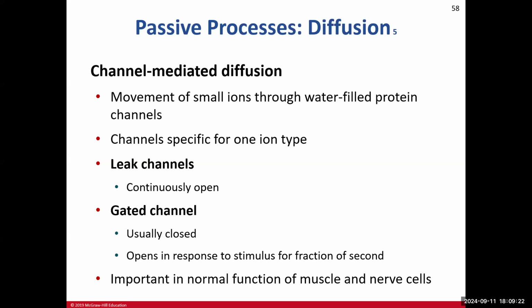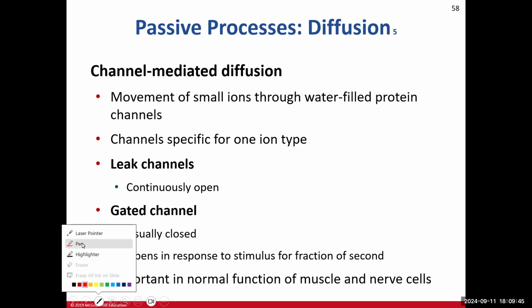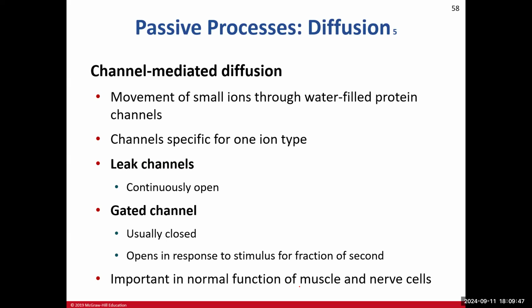We talked about channel-mediated diffusion as one of them. We learned about the leak channels and the gated channels. One's the 7-Eleven, always open. The gated channel is going to be closed unless a stimulus causes it to open up. We'll see a lot of this when we get into our later chapters, especially your third lecture test, which covers chapter 10 on muscles and chapter 12 on nerves. So we're going to see a lot of that later on. But I just wanted to drop that information on you to kind of help you out.